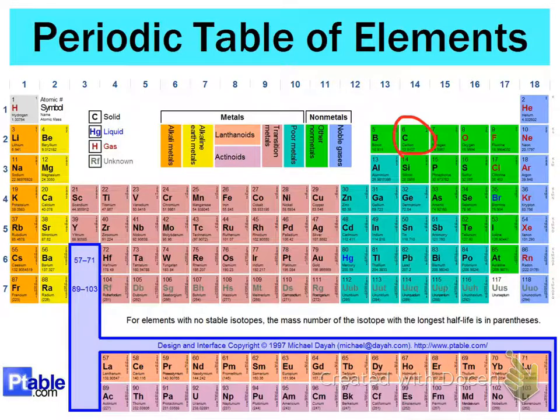And now, going back to the periodic table, carbon is in group 14. So we pay attention to this number 4 right here. And that 4 tells us it has 4 valence electrons. Okay? So 4, that's the key number for a carbon.